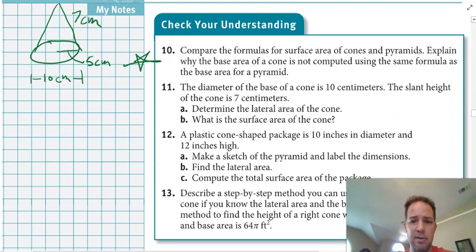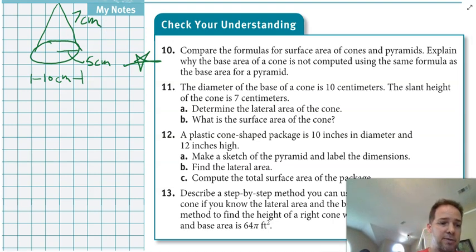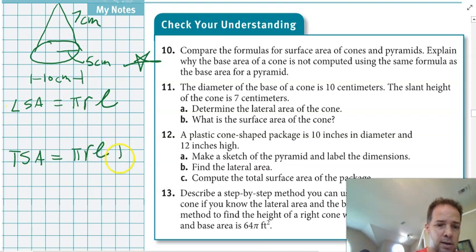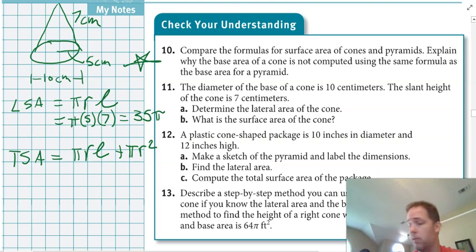Okay, determine the lateral area of the cone and the surface area. So the lateral is just pi r l plus pi r squared. So all we need to do is plug in the radius and the lateral. So when we do that, we get pi times the radius is 5, and the lateral height is 7. So we get 35 pi, centimeters squared.